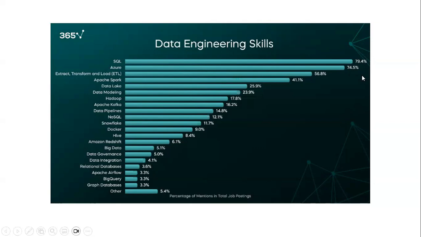Around 75% of the job postings have Azure mentioned. And that also has to do with the fact that Azure as a cloud service provider is the fastest growing cloud service provider, right? I know AWS has a bigger market share as of now. The last I checked, the AWS market share was around 32% and Azure's was around 28 to 29%. But Azure was growing faster than AWS.